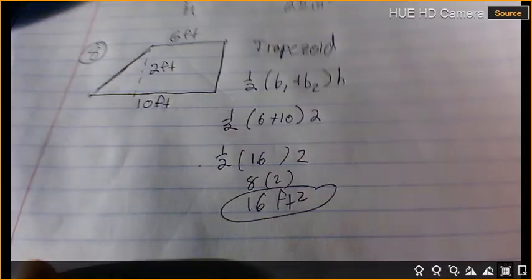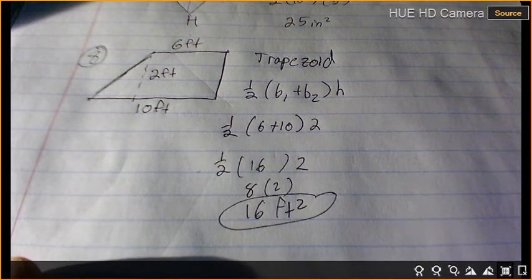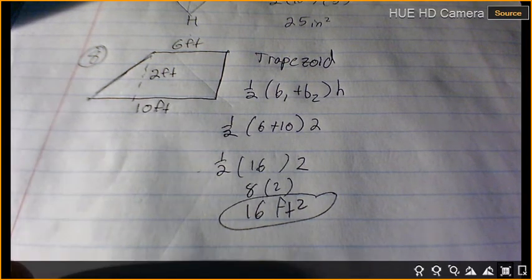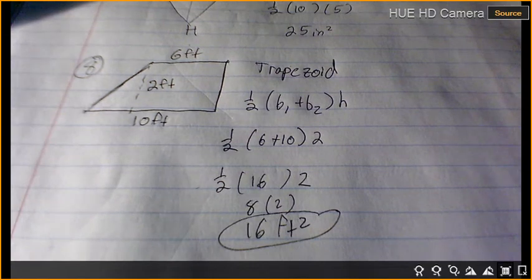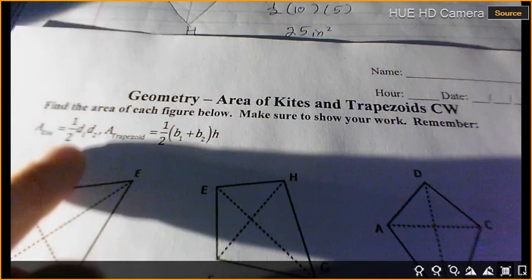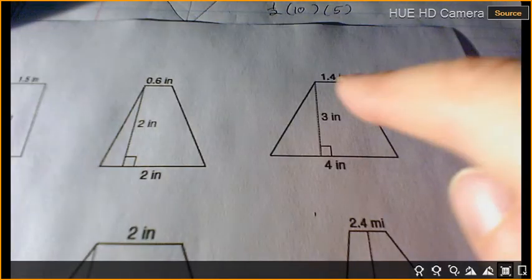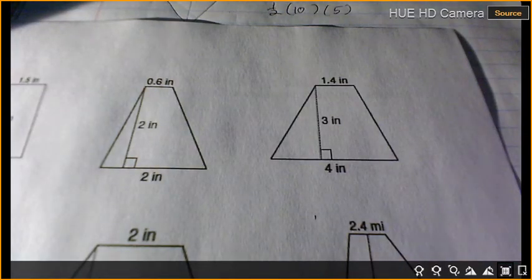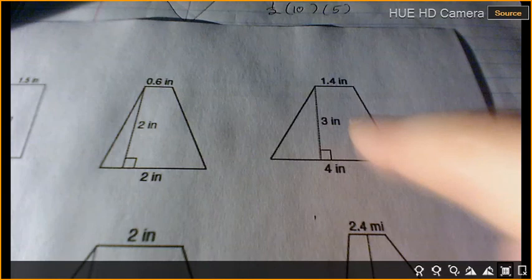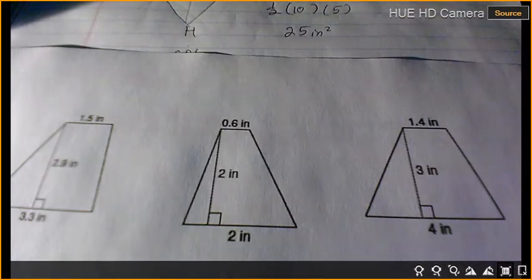So what do you think, guys? You ready to do some of this, or do you want another trapezoid one? Okay. The formulas are on your paper. So you do have these in front of you. You have 9 kites on the front, and it gives you your kite formula right here. And then you have 14 trapezoids on the back.